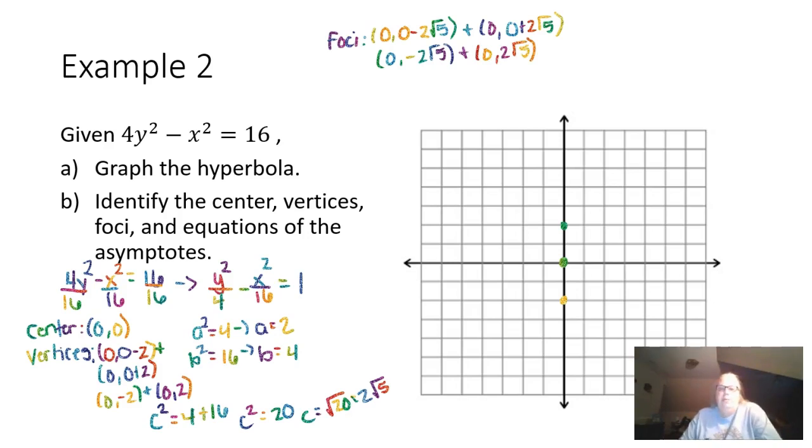And 2 times the square root of 5 is somewhere between 4 and 5. So that's going to put them here and here.